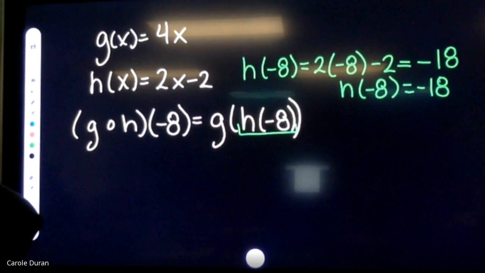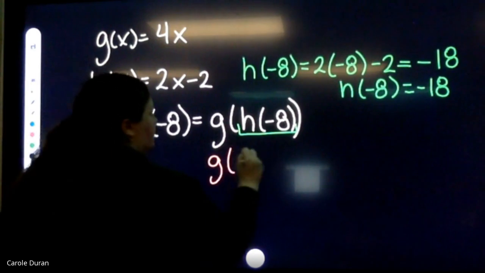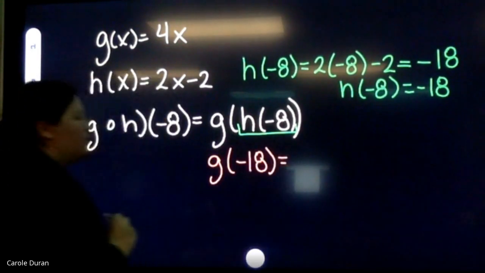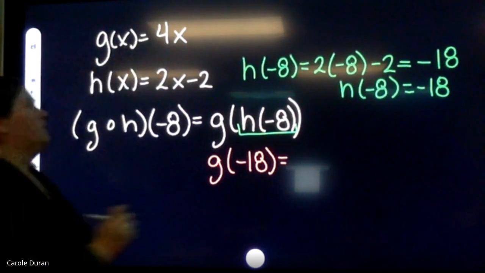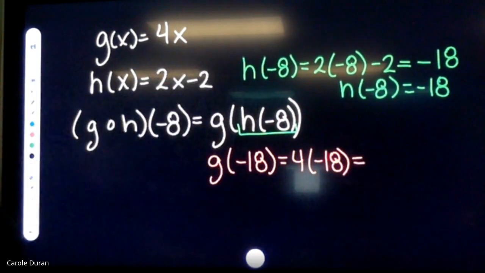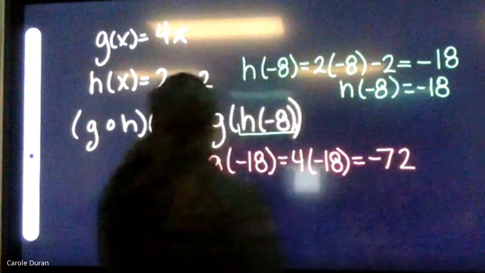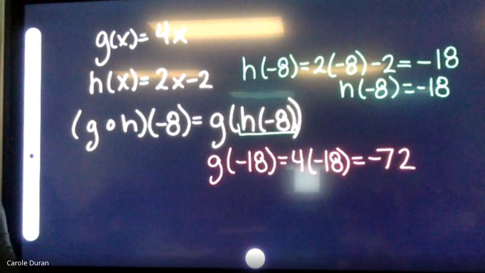So then I take that -18 and I replace h of -8 with it. And I get g of -18, which means I go to my g function and I plug in -18 for x. And I get my answer. What answer do we get? -72. So g of h of -8 is equal to -72. How do we feel about that?